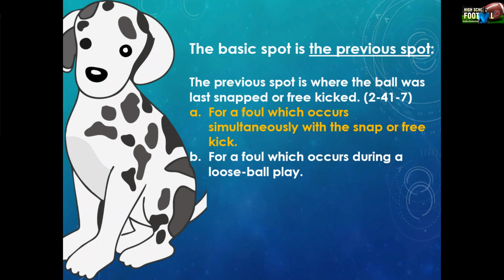From where the recovery is, or from the line of scrimmage? A fumble behind the line of scrimmage is considered a loose ball play. The reason why we don't have to beanbag a fumble behind the line of scrimmage is that if there's a foul, it's going to go back to the previous spot.